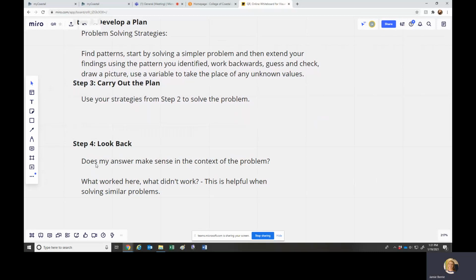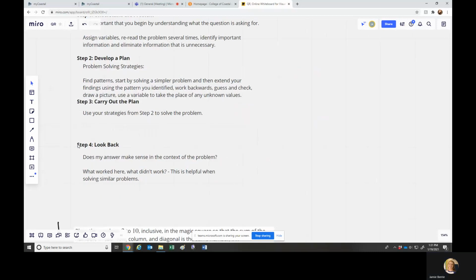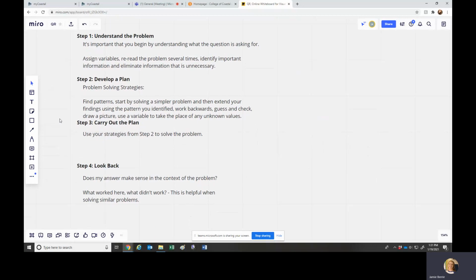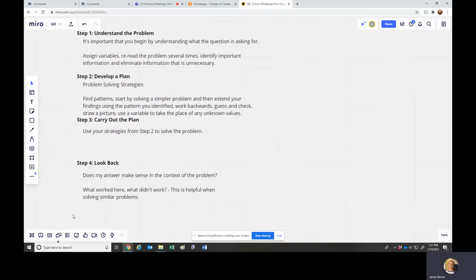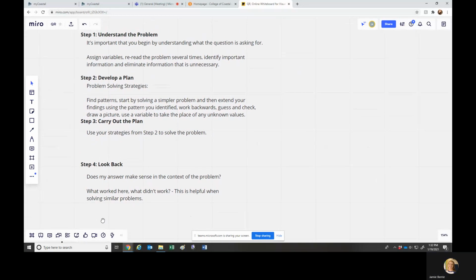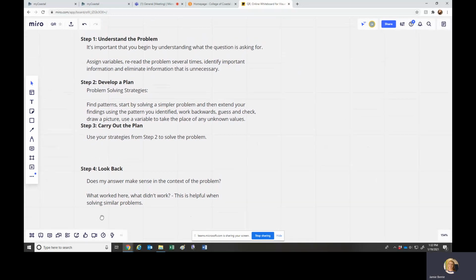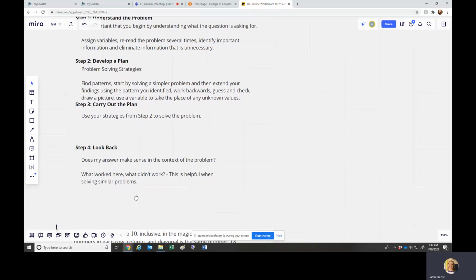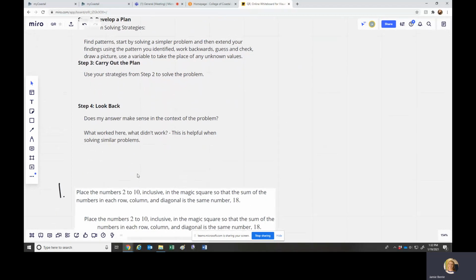All right, so that's our 4 steps. Understand the problem, develop a plan for solving the problem, carry out that plan, and then look back. Think, does my answer make sense in the context of this problem? What worked? What didn't work? And then you'll be done with the problem-solving process.